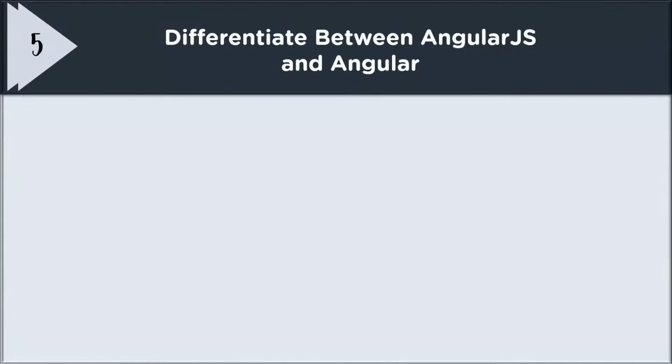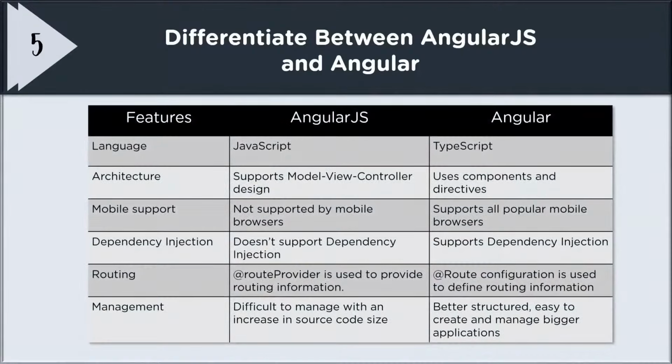Differentiate between Angular and AngularJS. Now here's a simple table for you. So here are the features that we're going to differentiate the two on the basis of. First is language. AngularJS uses JavaScript while Angular uses TypeScript. When it comes to architecture, AngularJS supports the model view controller design while Angular uses components and directives.